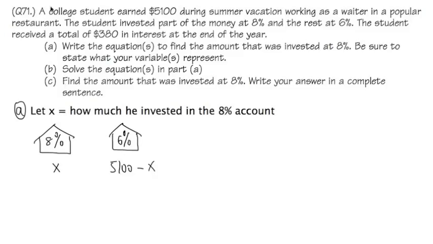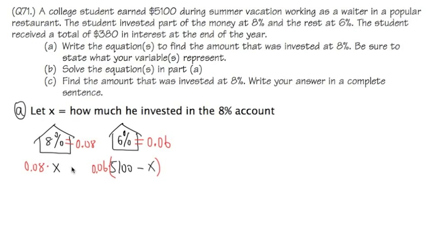Now we have to take the percentage into consideration. First of all, change the percent into a decimal. 8% is the same as 0.08, and 6% is 0.06. To find out how much he can make from the interest, we must multiply the percentage by the amount. So we take 0.08 multiplied by X. And for this part, it will be 0.06 multiplied by, I have to use parentheses here, 0.06 times $5,100 minus X in the parentheses like this.